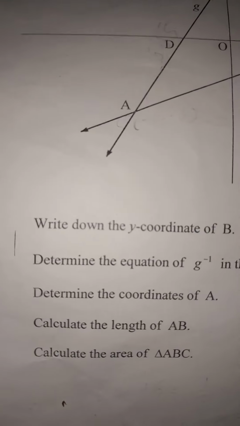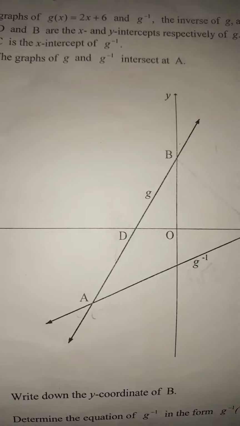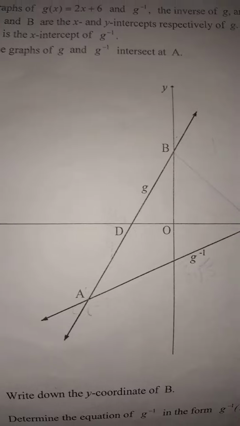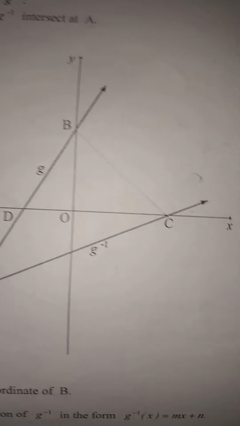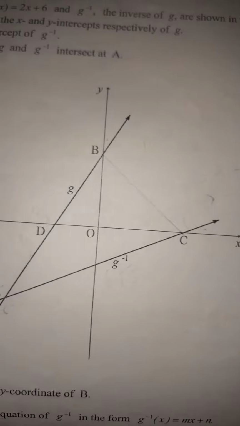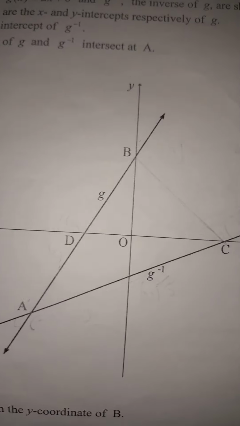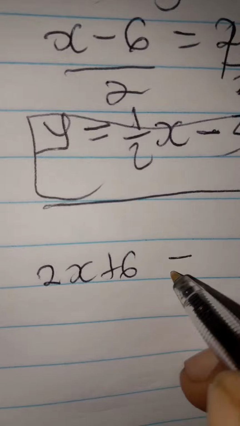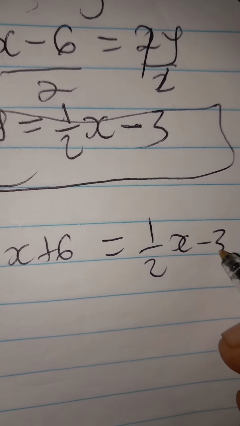So let's go to 5.3. Determine the coordinates of A. We were told that this is where both graphs intersect, so this is a point of intersection. When it's a point of intersection, you equate both graphs, meaning the graph of the original and the graph of the inverse are equated together. So at 5.3, we have 2x plus 6 equals half x minus 3.